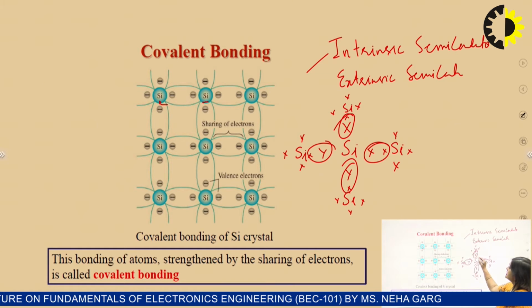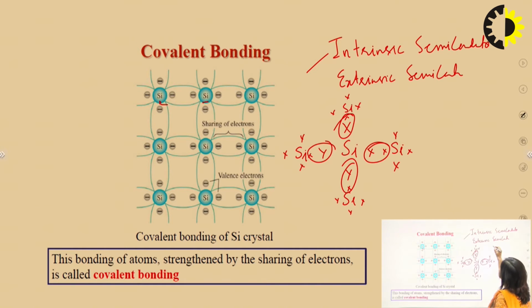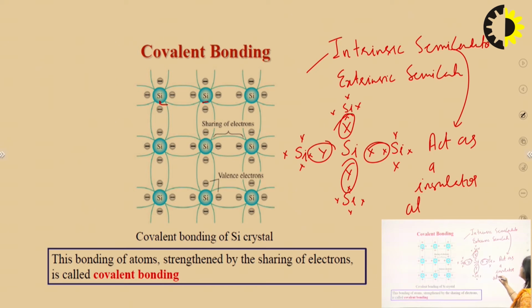So this silicon atom has 4 electrons. These electrons will make a covalent bond with another atom, and these covalent bonds are very strong. That's why an intrinsic semiconductor acts as an insulator at absolute zero temperature. Absolute zero means 0 degree Kelvin, or we can say minus 273 degree centigrade.